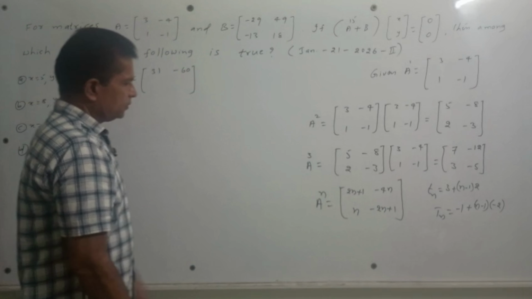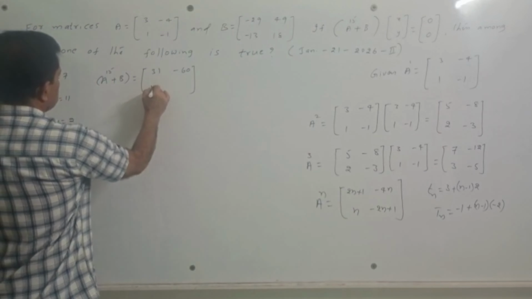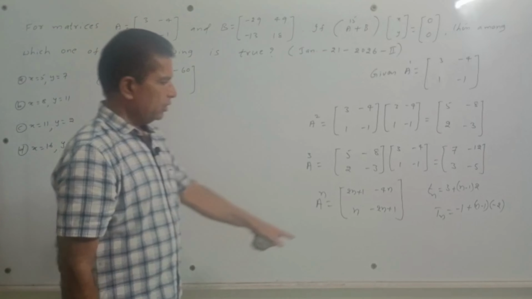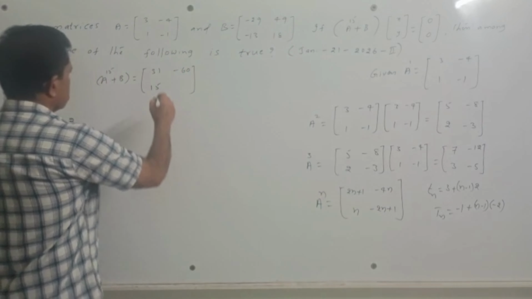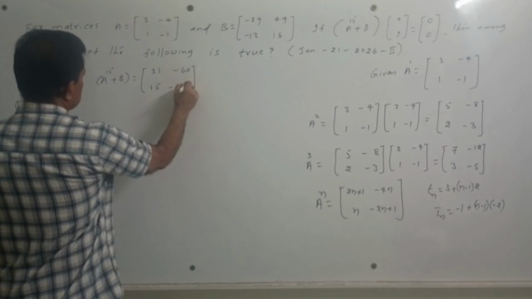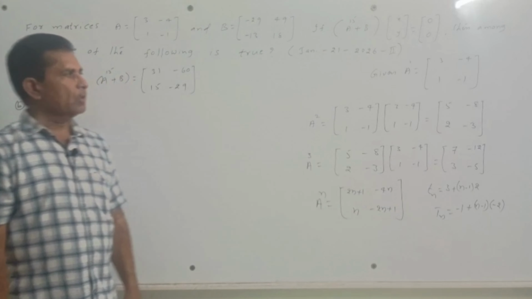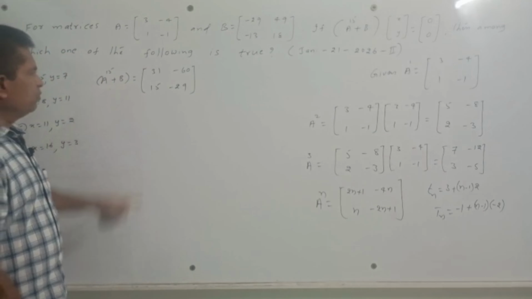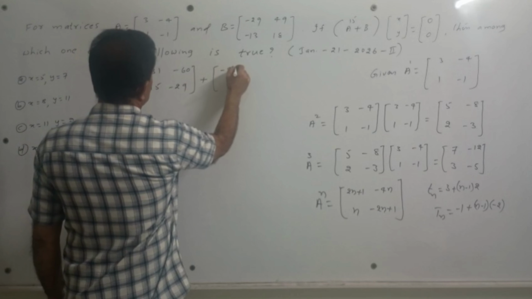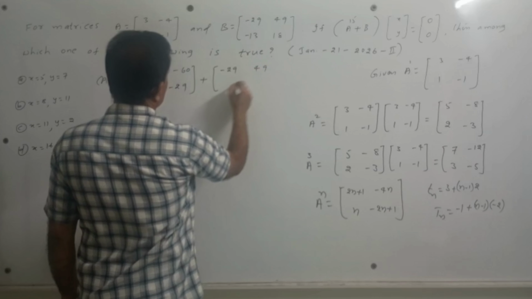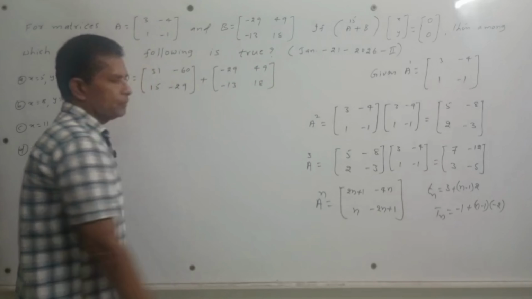See the next element. n is equal to 15 was given. So this element is 15. Minus 30 plus 1, that becomes minus 29. So that is the matrix a to the power of 15. For a to the power of 15, b should be added. So matrix b is minus 29, 49, minus 13, 18.